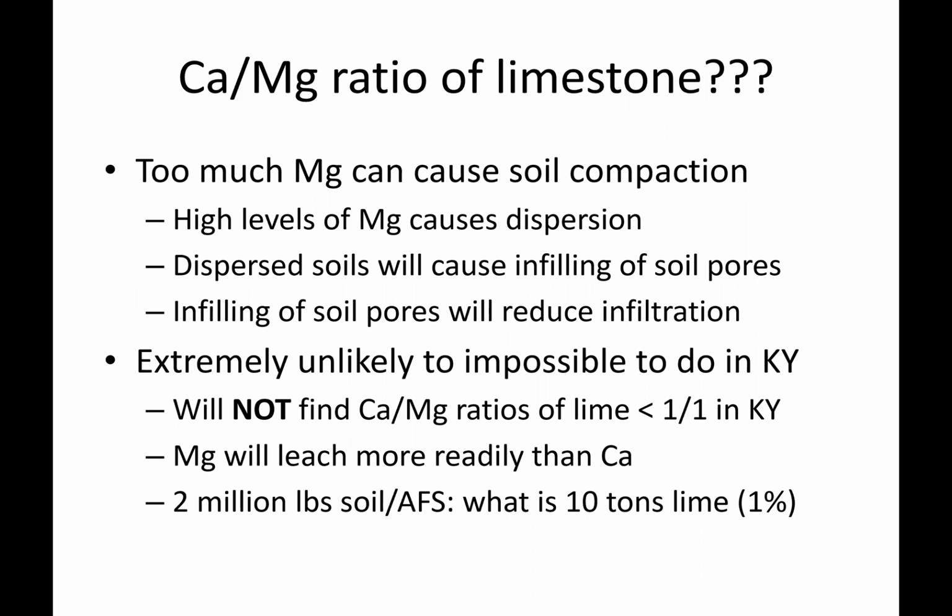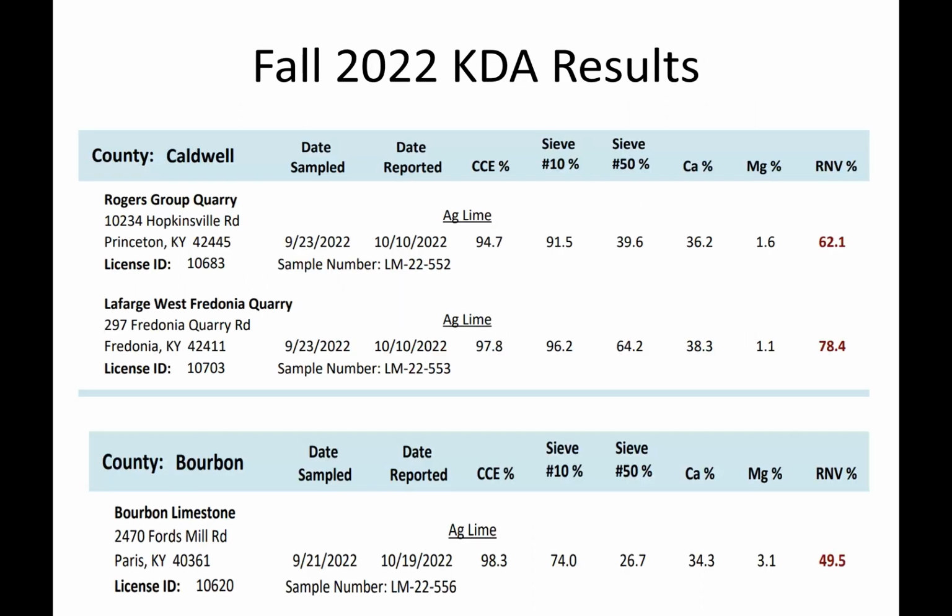So I said we're not going to find a 1-to-1. We're not even going to get close to 1-to-1. If you look at the Rogers Group quarry in Hopkinsville or in Princeton, the calcium percentage is 36, magnesium is 1.6. Nowhere close to more magnesium or even the same amount of magnesium. If you look below that, 38.3 to 1.1. And then I was looking for one to see if I could find one a little bit higher. So Bourbon County, 34.3% calcium, 3.1% magnesium. So, I mean, that's not even 10-to-1.